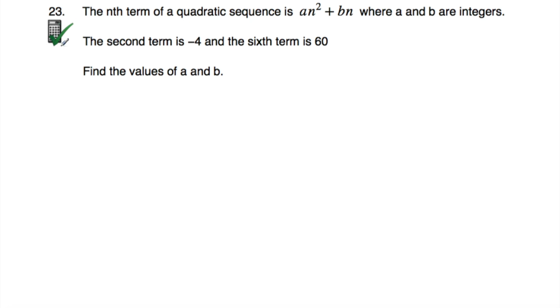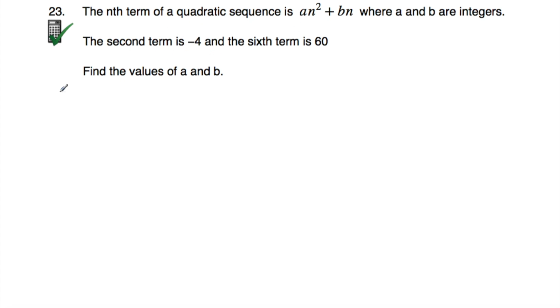Okay, let's have a look at question number 23. Question number 23 is quite similar to question number 22, where we've got the nth term in the form of an squared plus bn. So we've got these values of a and b that we don't know. We've been given the second term in the sequence, which is negative 4, and the sixth term in the sequence, which is 60. We've been asked to find the values of a and b.